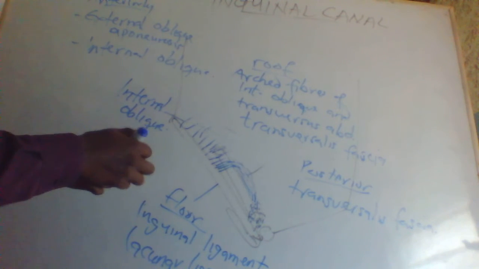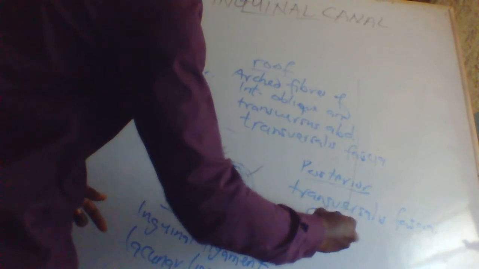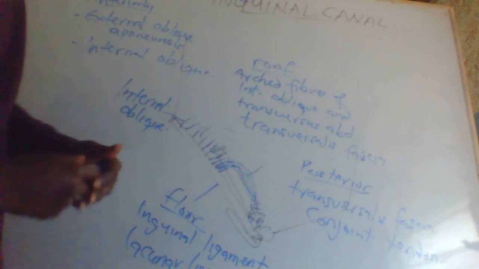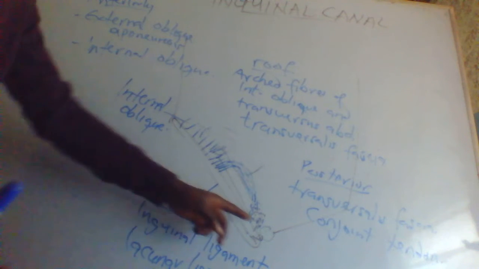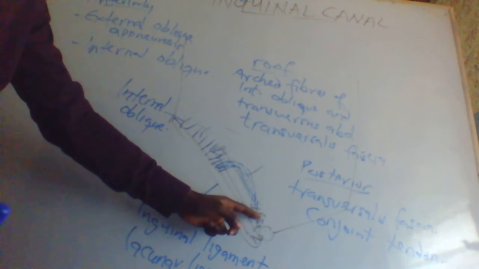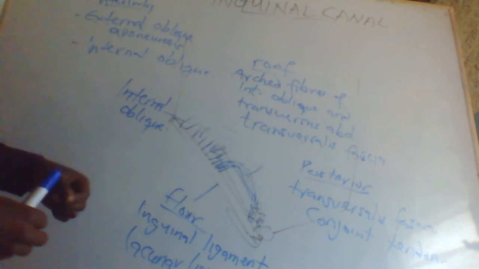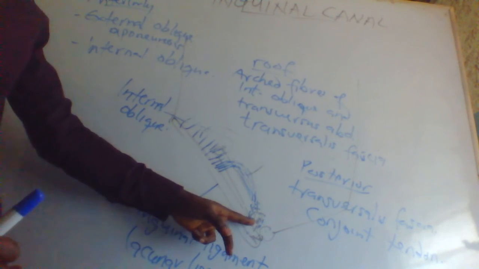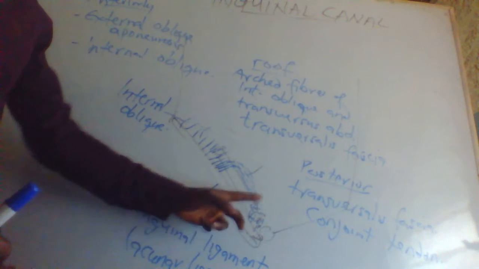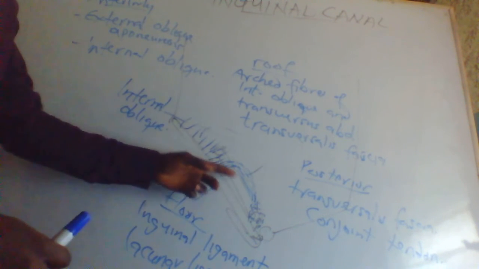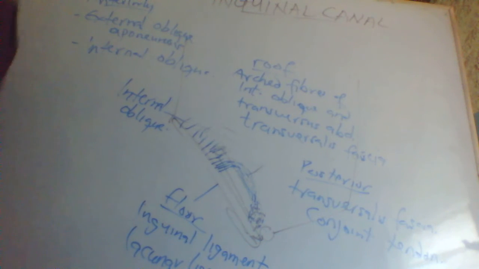When the internal oblique and the transversus abdominis muscles move at the back and merge together, they form something we call the conjoint tendon. This conjoint tendon is when the internal oblique muscle and the transversus abdominis muscle join together and fix at the back of the pubic tubercle. They are there to strengthen or buttress the superficial ring, so that whatever comes through it will be stable. So these are the boundaries of the inguinal canal.